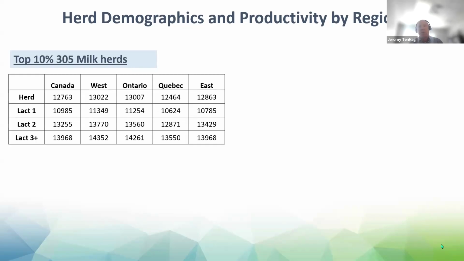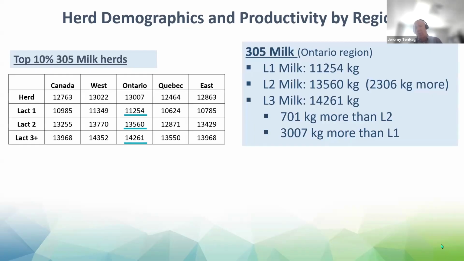So if we look at how productivity would shake out when we look across parities and across regions in the country, we're talking about the top 10% of herds as ranked by 305 milk. And you can see the numbers here. I had to pick a region. I'm from Ontario, so I'll pick that. But I think all the regions have a similar type of pattern, in that when you look at first lactation, second lactation, and lactation 3+, there's a wide difference in production level, right?